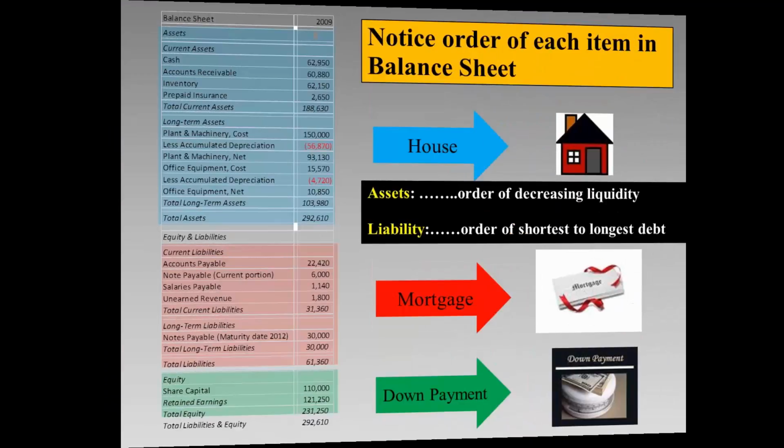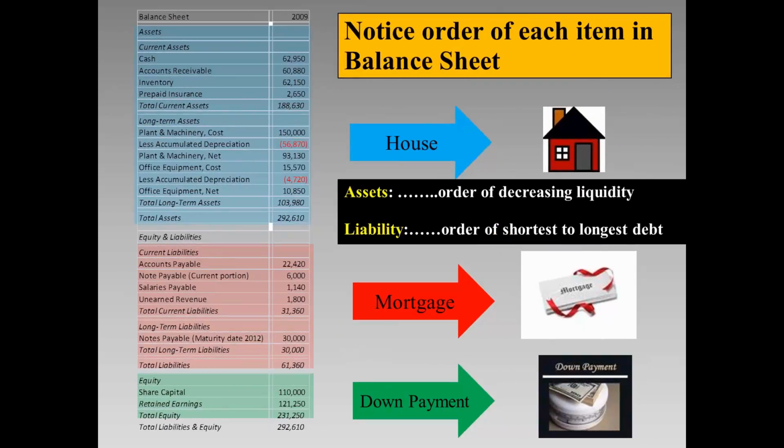Now I'd like you to notice the order of each item on our balance sheet. It is in order of decreasing liquidity, meaning that the most liquid asset is cash. And then as we descend down on the balance sheet, we have decreasing liquidity. We go from cash to accounts receivable to inventory. All of these line items take a little bit longer to convert to cash.